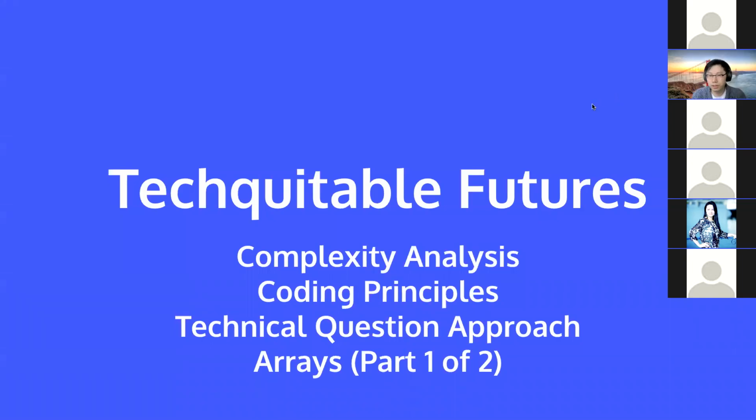All right, so welcome back, everyone. Today we'll have lesson 3 for Technical Features, and we'll be going over a lot of topics today. So first off, we're going to go over this topic on complexity analysis, and then second, we'll go over coding principles. This will be a short review on what is considered good code, since that's important both for software engineering and interviews. And third, we'll also go over the strategy or approaches for taking on technical questions. And then lastly, we'll go on this topic of arrays.